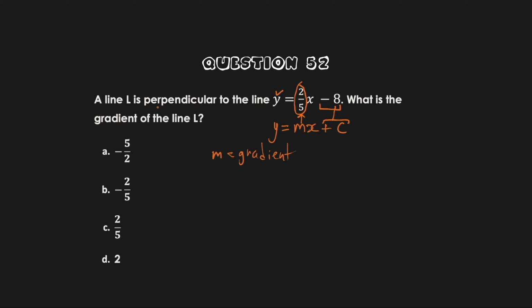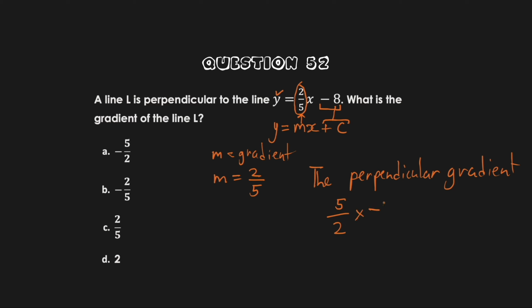So if the gradient of this particular line that we have now is 2 over 5, the perpendicular gradient would be the reciprocal of this, which is, instead of having 2 over 5, we'd have 5 over 2. But here's one more catch. We have to multiply it by -1. So once we multiply it by -1, we'll get the perpendicular gradient. So 5 times -1 is -5 over 2 times 1, which is 2. So -5 over 2 is the same thing as having this written like this. So our answer is -5 over 2.